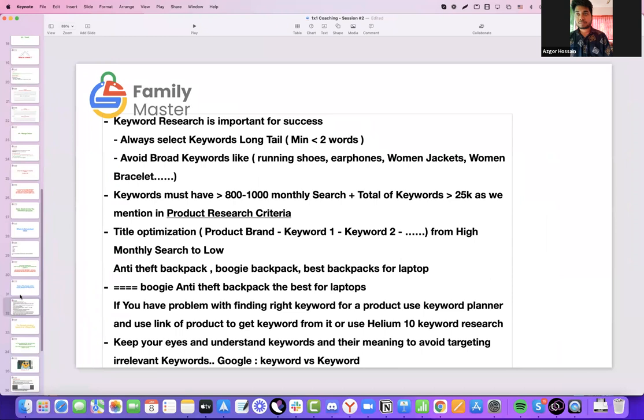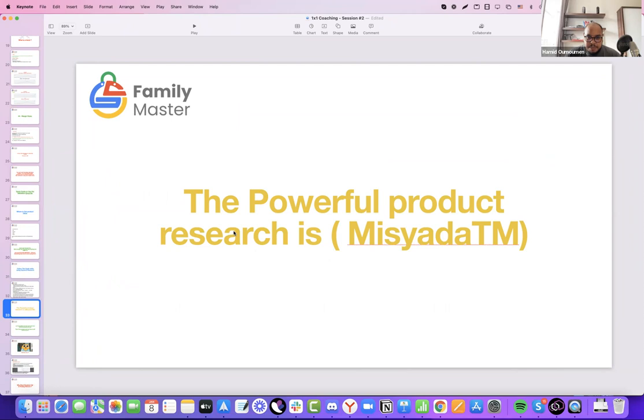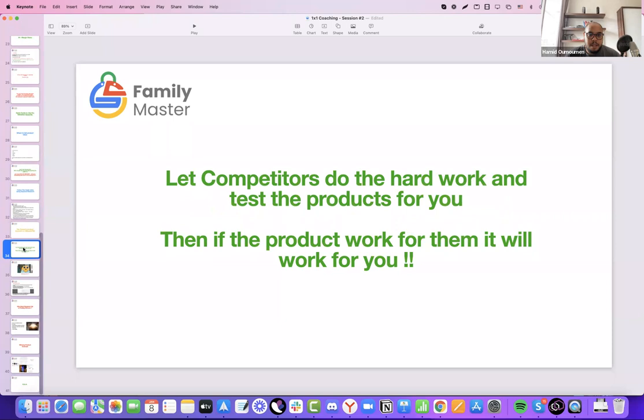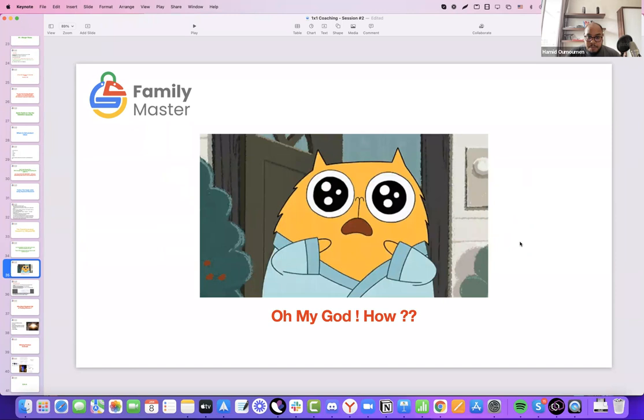Okay, there is another method. It's from one of my students in 2019. They call it the Misyada method. It's like a hunting method. The hunting method is to let the competitors do the hard work and test the products for you. Then if the products work for them, it will work for you, of course.